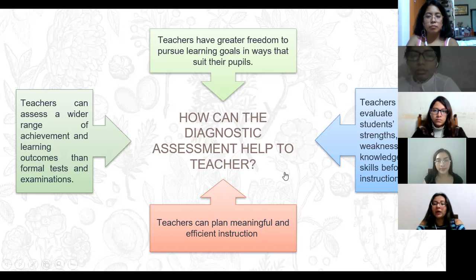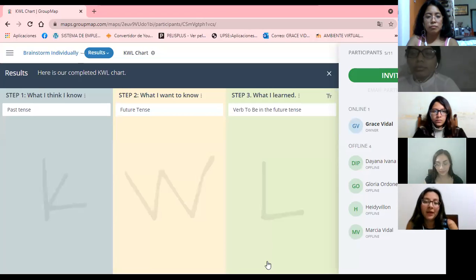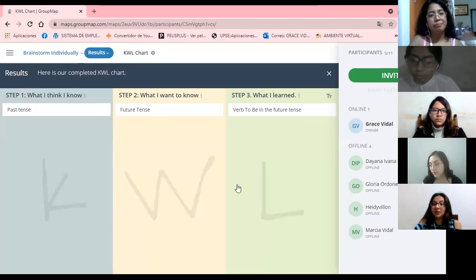Okay, I'm going to give you an example about a diagnostic assessment. That is a KWL chart. Okay, so what is that? What is a KWL chart? It is a teaching strategy that helps students to organize their thoughts before, during, and after a learning exercise. They can be used to engage students in a new topic, activate prior knowledge, share unit objectives, and monitor students' learning. The chart focuses on three areas.